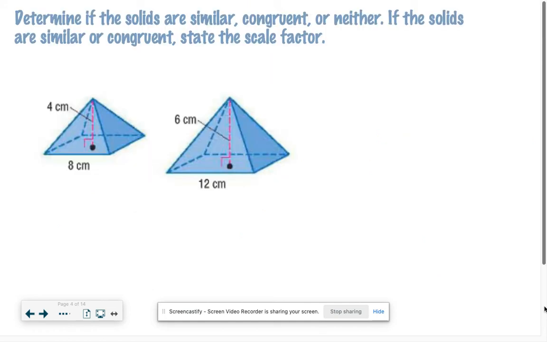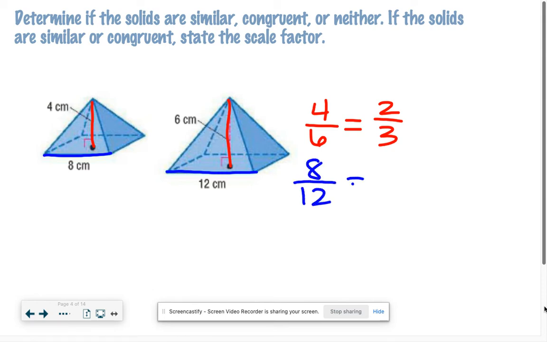Okay, these first two, they're just asking us to determine if the solids are similar, congruent, or neither. If the solids are similar or congruent, state the scale factor. So we just have to see if our sides are proportional, okay? So that's easy enough. So let's just start with 4 here. What does 4 match on my big one? 4 matches 6, and now we just reduce, and we get what, 2/3? Perfect. Now we'll match this guy, 8. 8 matches 12. 8 over 12, that also reduces to 2/3.